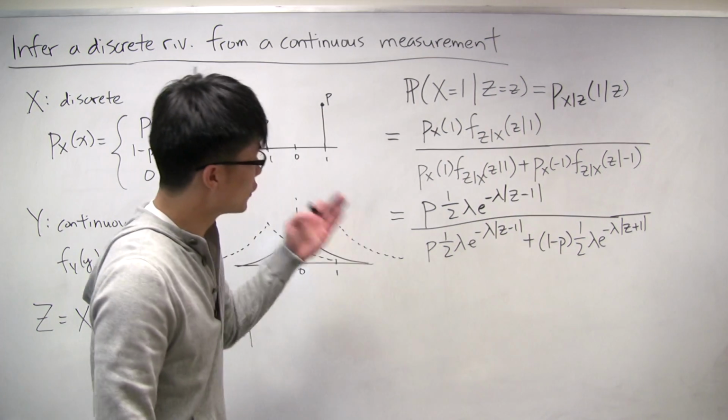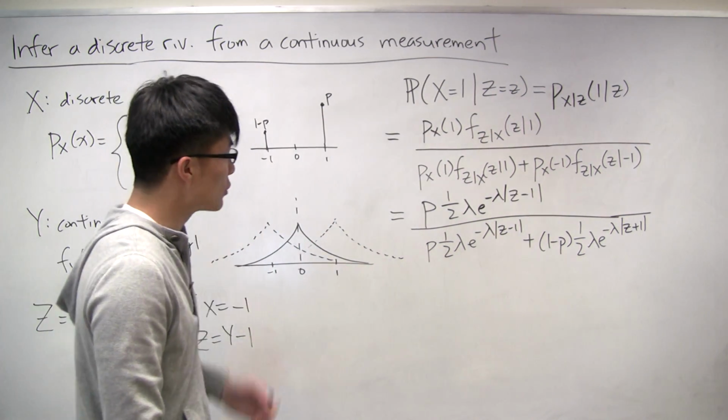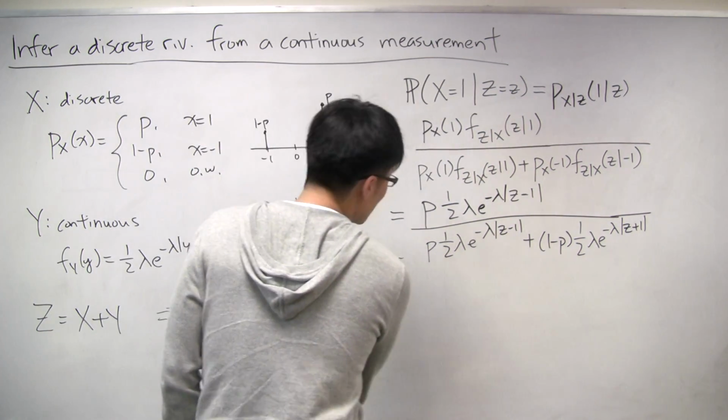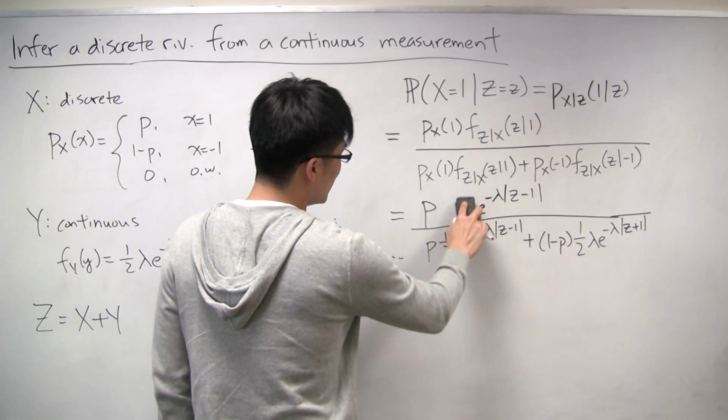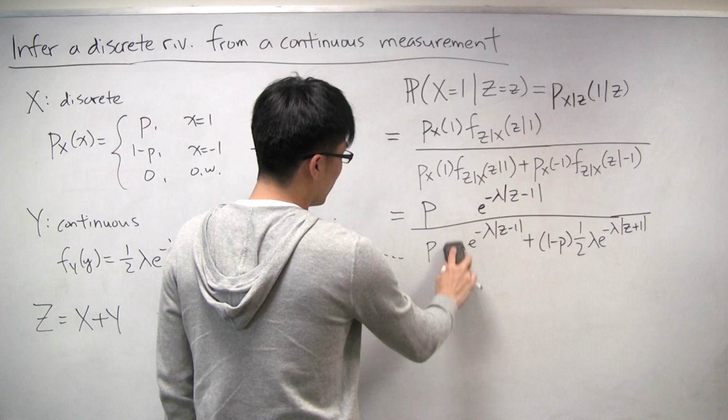All right, so this looks pretty messy. And we can try to simplify things a little bit. So we can get rid of these 1/2 lambdas.